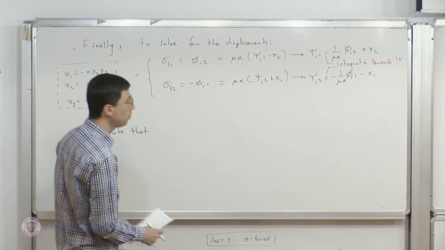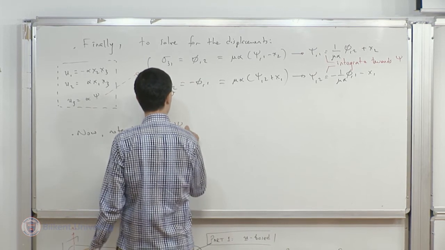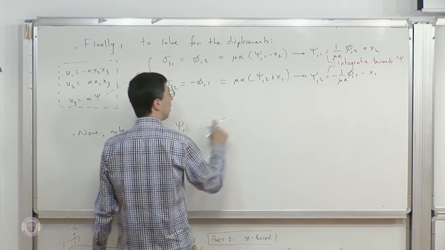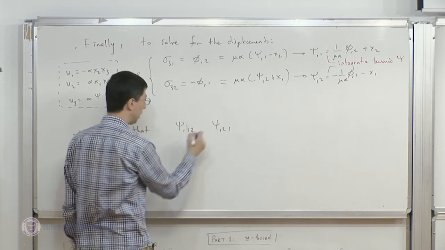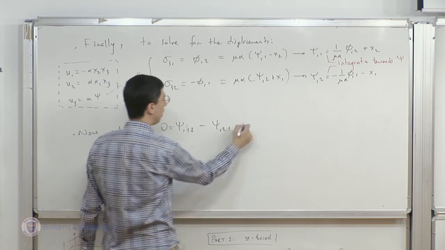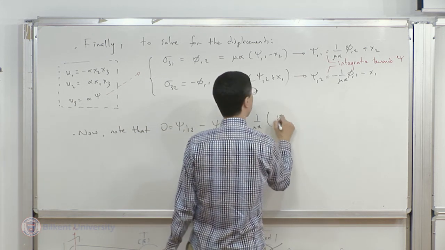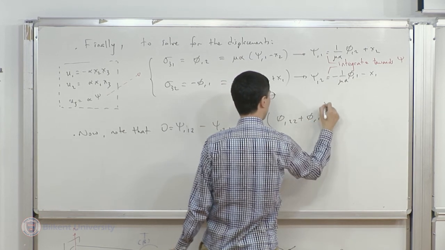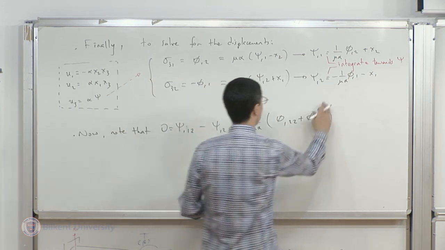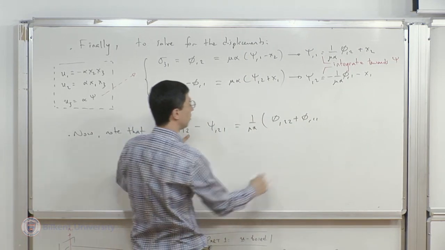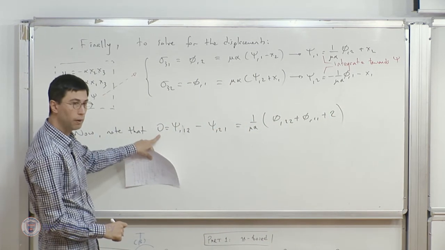What I'm going to do is take the derivative of this one with respect to 1. So psi,11. Then I'm going to take the derivative of the first one with respect to 2, and the second one with respect to 1. And I'm going to subtract them. And of course, it's equal to 0. And that is equal to 1 over mu alpha, phi,22 plus phi,11. I'm sorry, plus x2,2, and then minus minus plus x1,1, so plus a 2 there. Okay, so the whole thing is equal to 0, right?